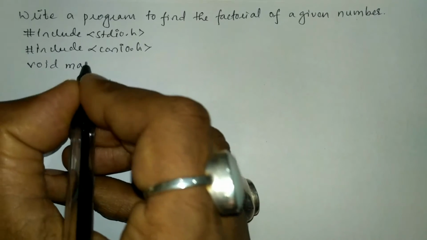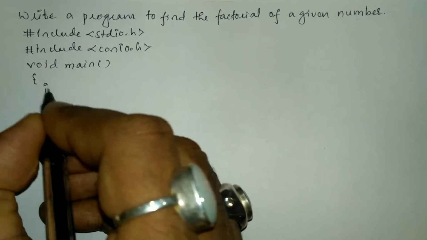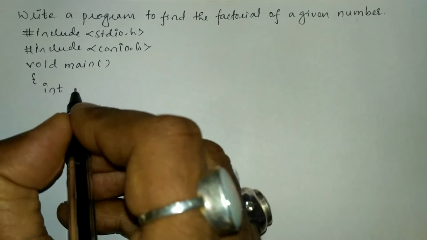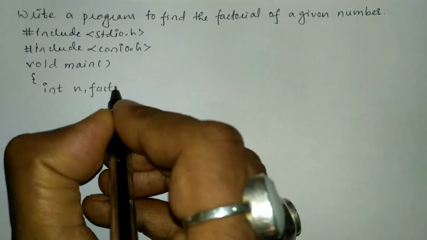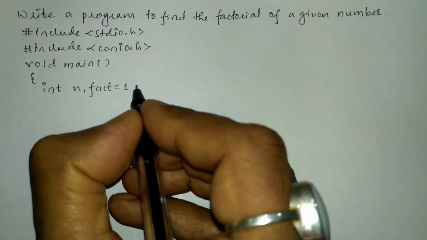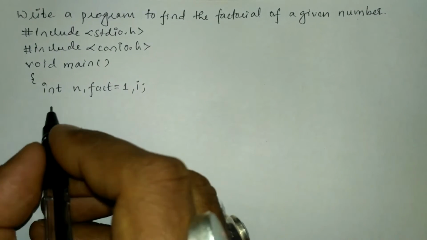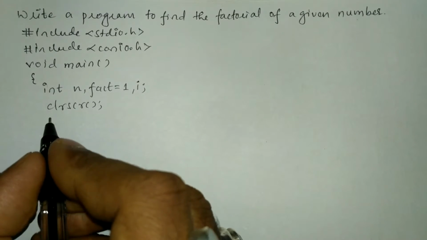Now we'll write the void main function, curly open brace, and here I'm going to declare all the variables with their respective data types. int n, that is the number to be inputted, and I'll take the variable fact is equal to 1, and I'll put a comma and write i. Now let us write the clrscr function, which is used to clear the screen.